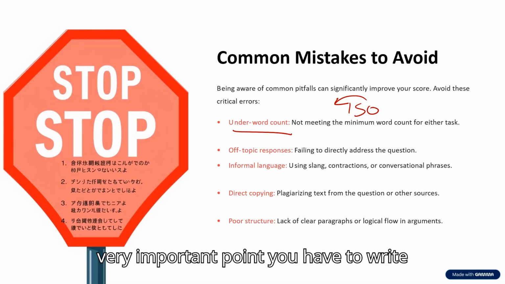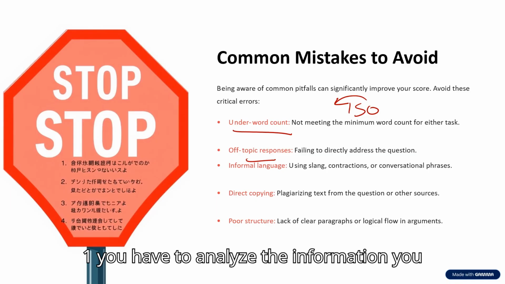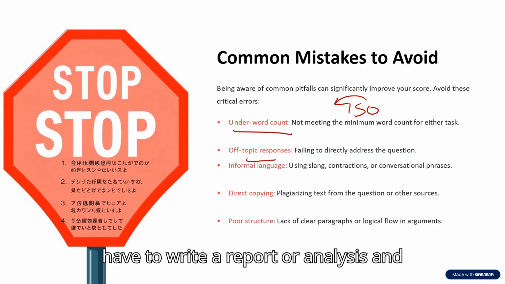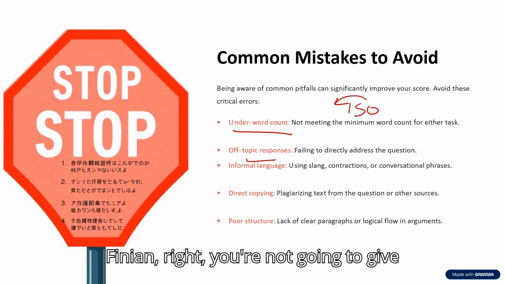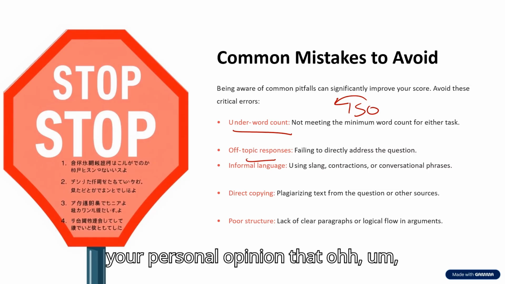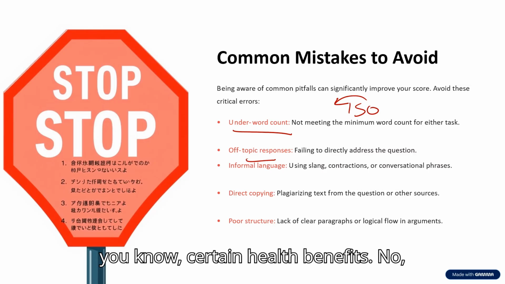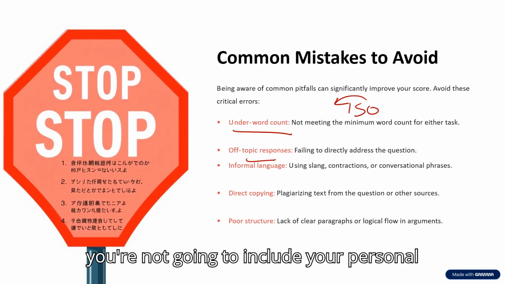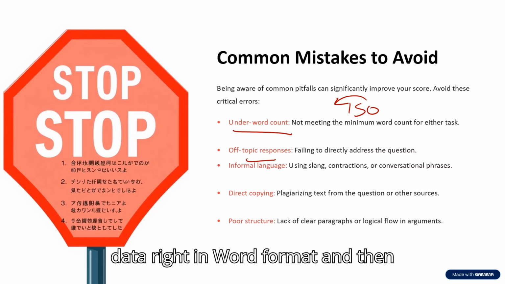Off-topic responses. Very important point, you have to write things that are relevant. So in task 1, you have to analyze the information, you have to write a report or analysis, and that does not involve your personal opinion. You're not going to give your personal opinion that, oh, population increased in this area due to certain health benefits. No, you're not going to include your personal opinion. You just have to narrate the data in word format.